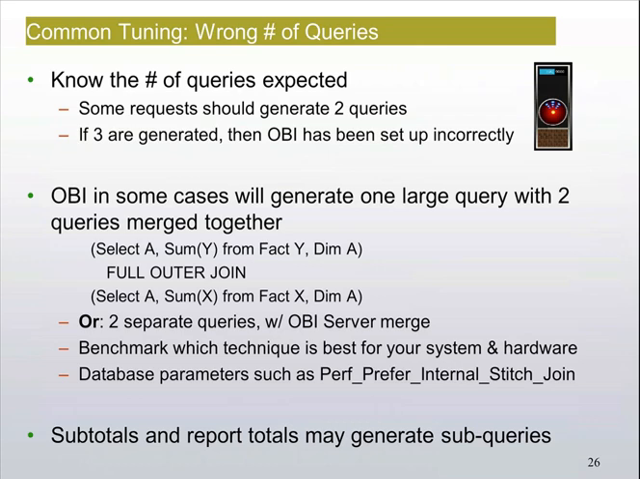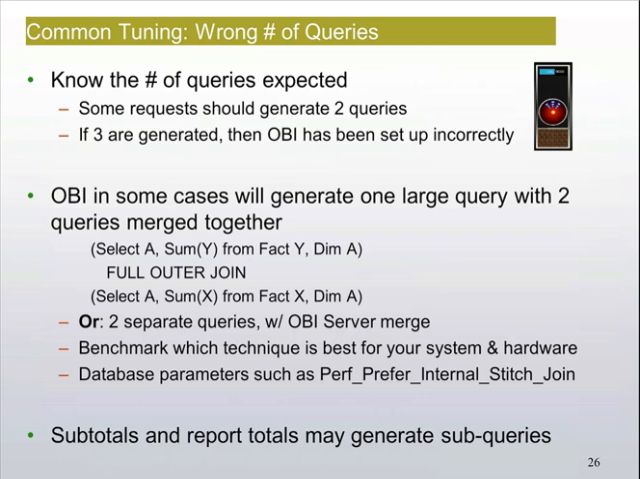So again, back to what we need to know about our queries and what we're expecting. One of the things that I see quite commonly is if we know the right number of queries that should be generated, and it turns out we're expecting 2, but we actually see 3 in there, well, it's not OBI's fault. We've probably done something incorrectly, right? Keep in mind that when we say number of queries, we're really talking about number of select statements. OBI can actually generate one very large query with 2 select statements in it, and it'll merge the 2 together inside the database. That's one way to do it. Another way to do it is to have OBI generate 2 separate queries. The database returns the results, and then the BI server will actually do the merging together.